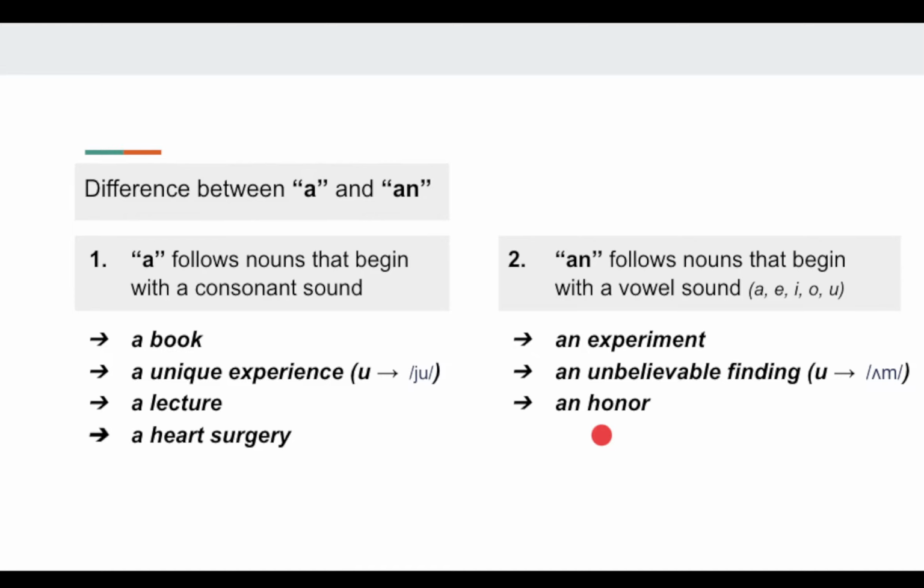An hour. Okay, so every time we have a silent H and the word is pronounced as a vowel, then we're going to have an hour. Look at the difference. A heart. You have a heart. An hour. Well, I hope this part is really clear.